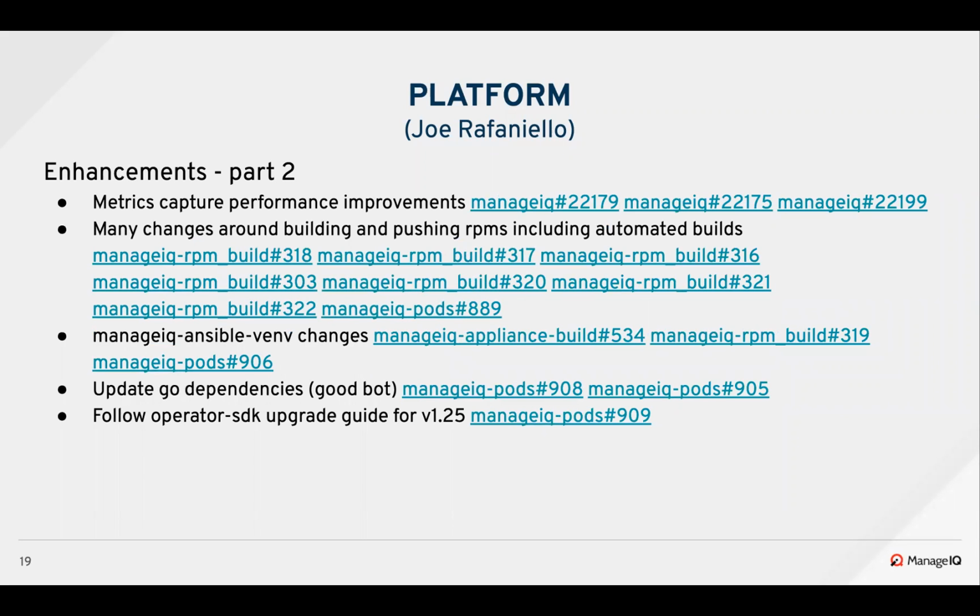As Adam already mentioned, Keenan made several performance improvements in the metrics capture. Brandon made several changes in the area of building and pushing RPMs to S3, including automated builds and pushes. Jason made a few enhancements around building the ManageIQ Ansible VENV package. Brandon's bot chipped in and updated Go dependencies in Podify. And Brandon made changes to follow the operator SDK upgrade guide for version 1.2.5. Next slide.